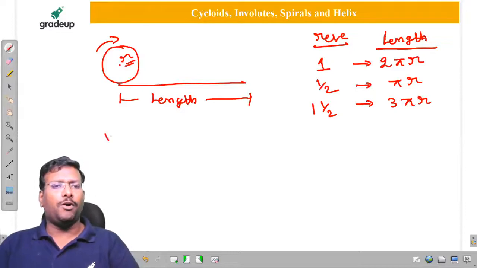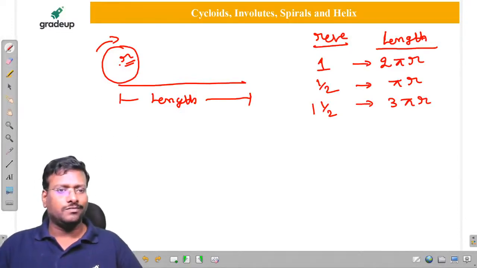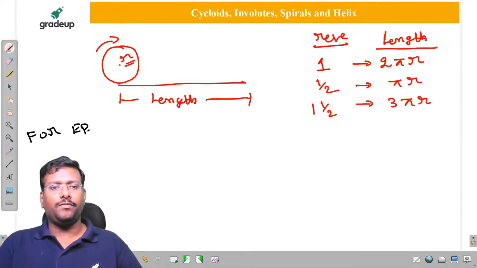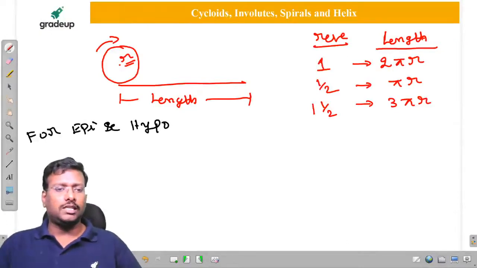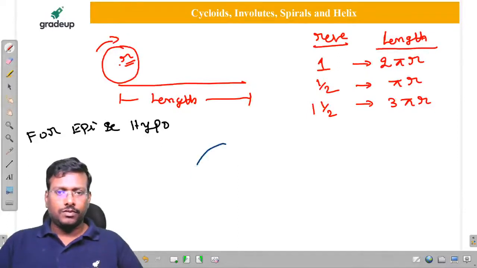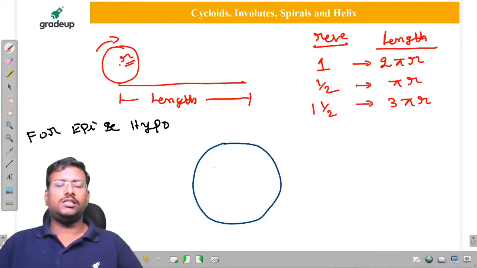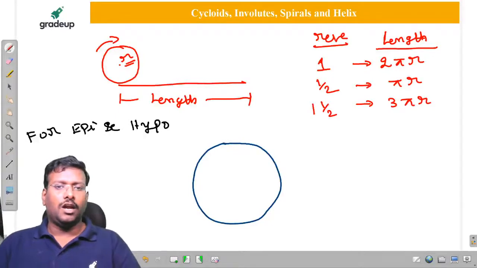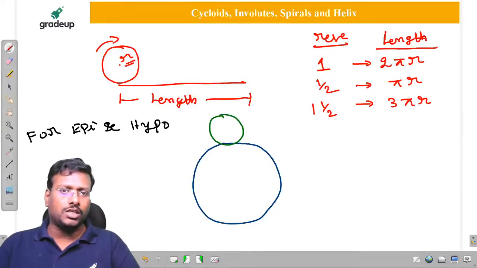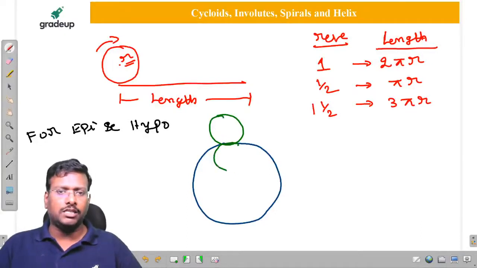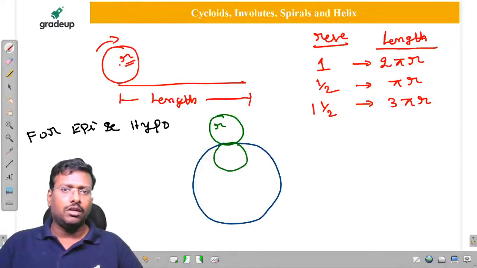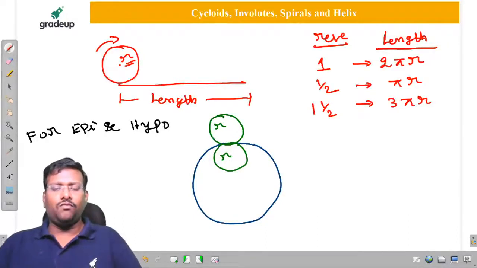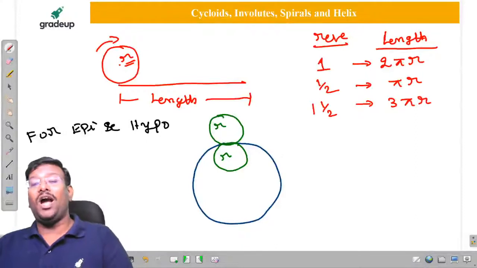For epi and hypo, let us consider this is the fixed circle, sir, and the circle is rolling either outside or inside, whatever it may be. Both the radii I am considering as the same. This is R and this is also R.